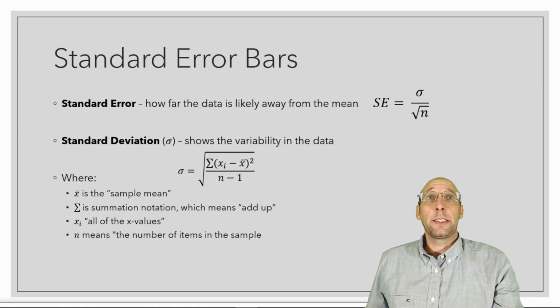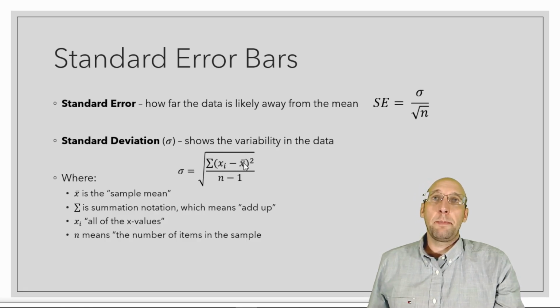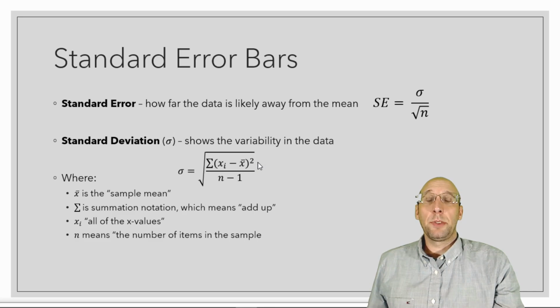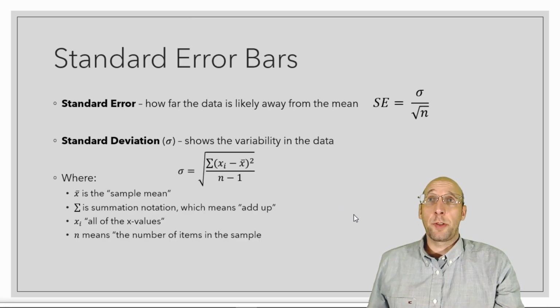Okay, so again, standard error you calculate by taking standard deviation and dividing it by the square root of the sample size. Standard deviation, we have to calculate by looking at each of the individual samples, subtracting it from the mean of the samples, and then squaring it. And it's the sum of all of these. So you go to the next sample, subtract it from the average, and square it. The next sample, subtract it from the average and square it. And then all of those things divide by n minus 1 and take the square root. So again, standard deviation shows variability in the data. Standard error shows how far the data is likely away from the mean.